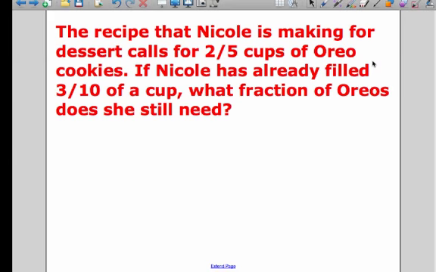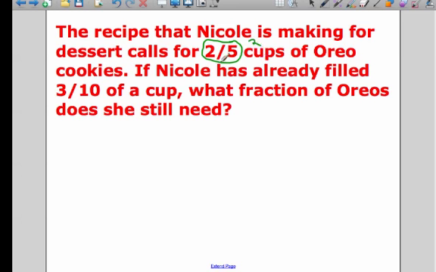All right, another word problem for you, and I'm going to use what I call analogous numbers. It comes from the word analogy. So I'm just making up whole numbers instead of using these fractions. This one says the recipe Nicole is making for dessert calls for 2/5 cups of Oreo cookies. I'm going to change that number 2/5 to the wrong number on purpose here. I'm going to change it to 2 cups of Oreos.